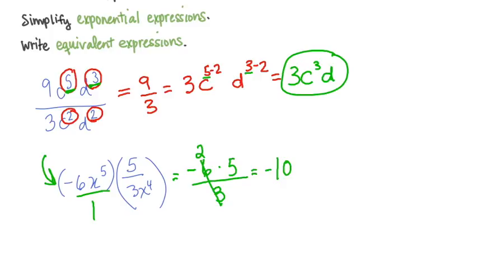Now let's go ahead and move on and tackle our variables. X's, we have a 5, and then we have a 4. If I were to subtract that, my final answer would be negative 10, x to the power of 1.